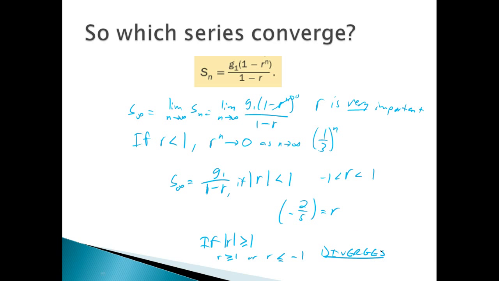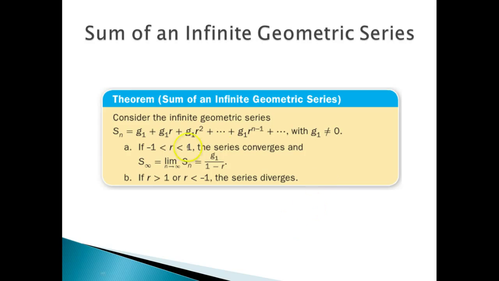Okay. But this is like the coolest formula ever. If absolute r is less than 1, the infinite series is g1 over 1 minus r. It's such an easy formula. It's one of the most beautiful concepts in math, I think. So let's see what the book has to say about that. This is the same formula. So if you didn't get it on the last slide, you can get it right here.